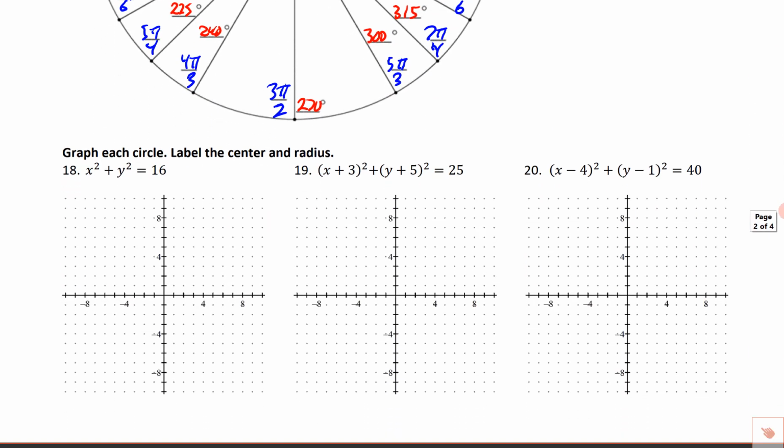And then we turn our attention to circles. On these circles here, it says graph each circle, label the center and radius. Whether you label the center and radius on the graph itself or somewhere else, I'm just going to write down that the center here is 0, 0, and that the radius is 4, and then I can graph this. So I'm going to go to 0, 0, and then 4 units in each direction. And then I just do the best I can for drawing a circle.